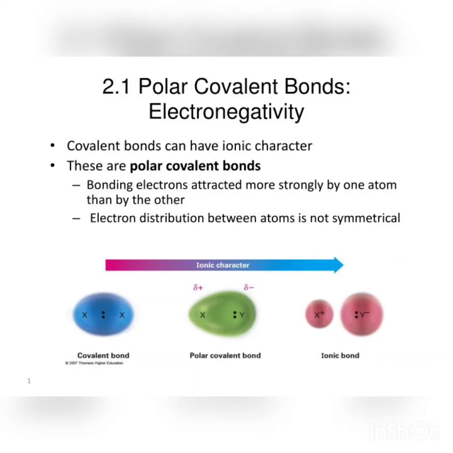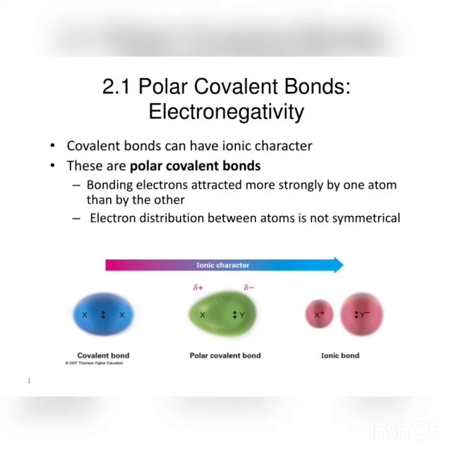Covalent bonds can have an ionic character. They can behave like ionic bonds, that is, if they are of unequal size. If the bonding electrons are attracted more strongly by one atom than the other, then the electron distribution between them is not symmetrical. This is seen in the case of hydrogen chloride, HCl.